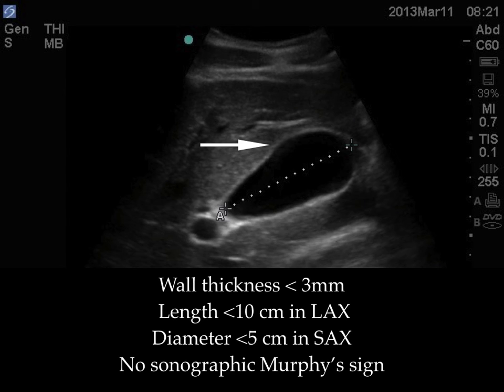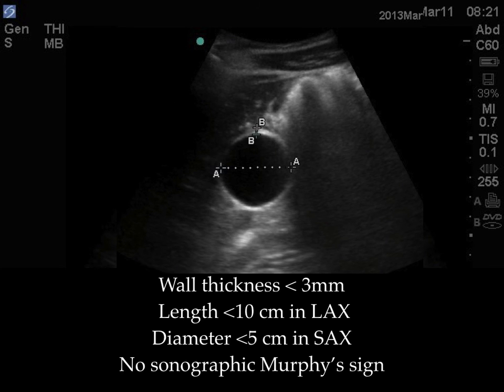In addition to that, when we measure the anterior wall, we should be in the short axis so that we are most perpendicular to that anterior wall. In addition to that, we are going to measure the length and confirm that it's less than 10 centimeters. And again, as we go to the short axis, we confirm that the diameter is less than 5 centimeters. We also want to look for a sonographic Murphy sign. The way I tend to do this is I'll make sure that the probe is right over the fundus, or the fundus and the stones, and I'll press down.